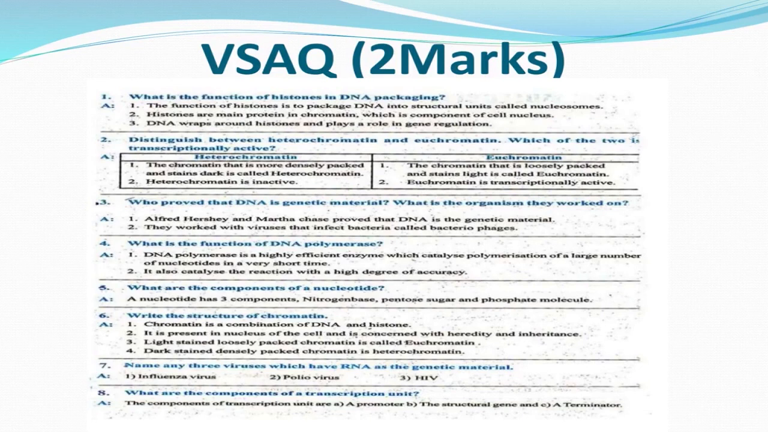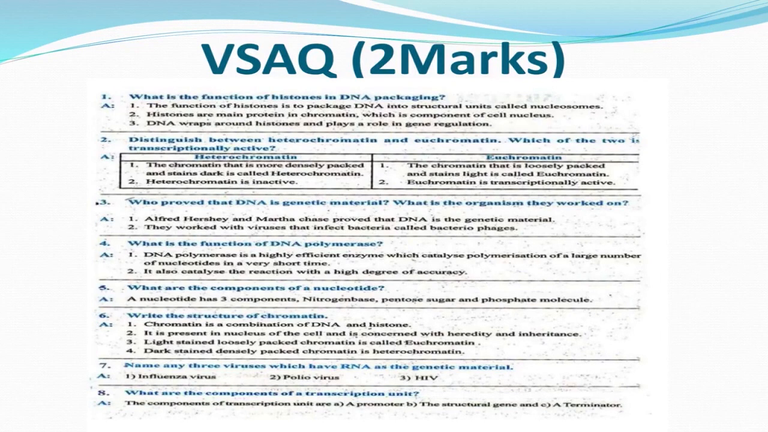And this heterochromatin and euchromatin comes under the nucleosome topic, which I told in the previous class. Heterochromatin means the chromatin that is more densely packed and stains dark. And euchromatin is the chromatin that is loosely packed and stains light. This heterochromatin is inactive and euchromatin is transcriptionally active. So these are the differences between heterochromatin and euchromatin.